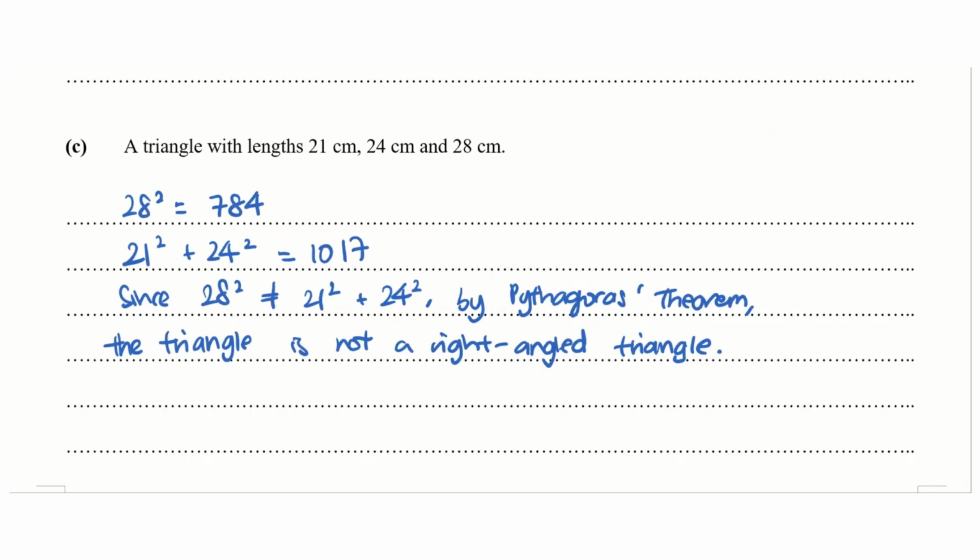Then we say by Pythagoras theorem, the triangle is going to be a right angle triangle. Then moving on to part C, we want to find whether this triangle with the sides 21 cm, 24 cm, and 28 cm is going to be a right angle triangle or not.